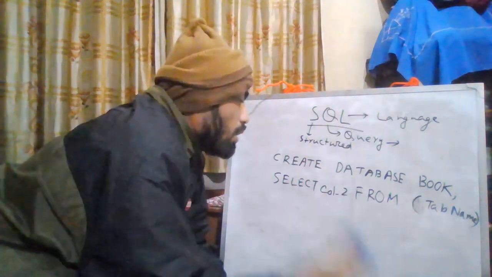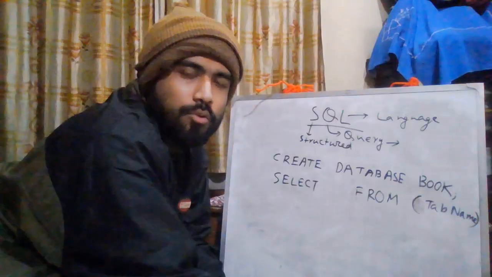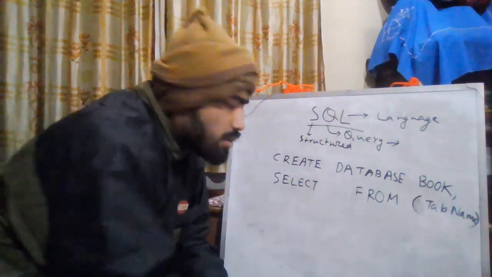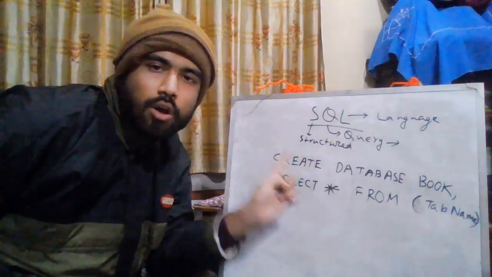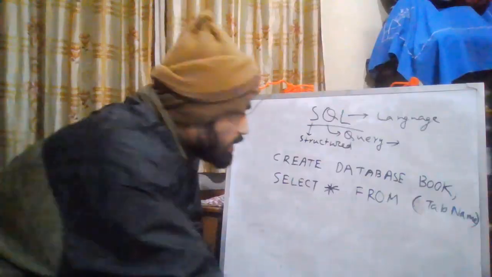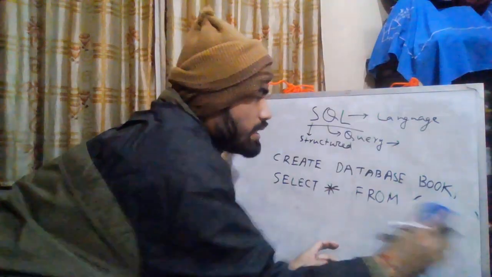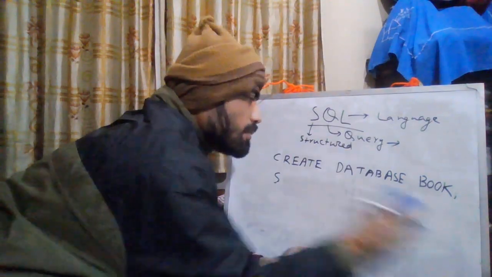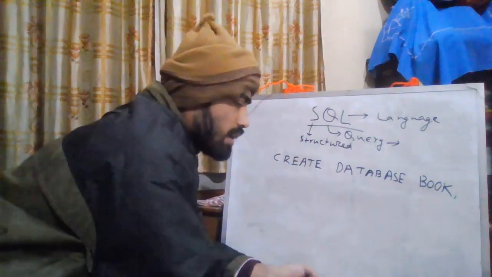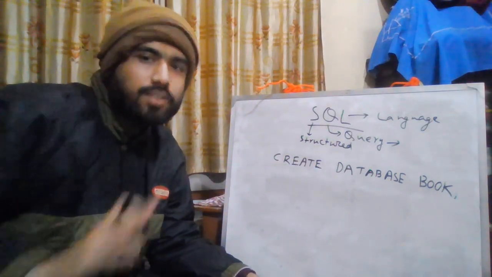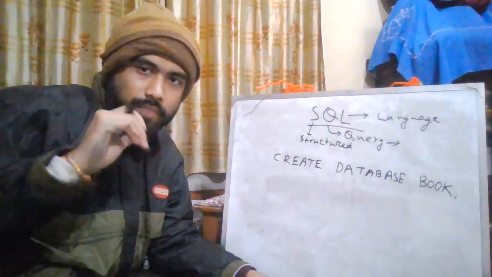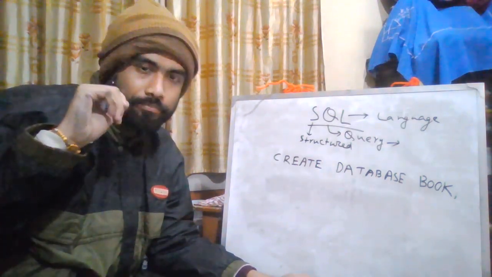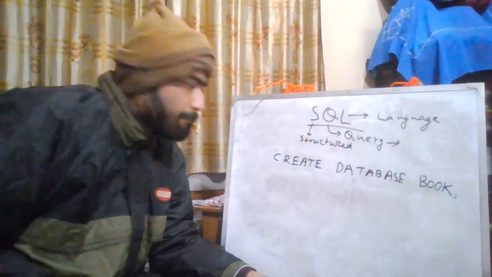Now if there are n number of columns and I want to display all the columns, then I will write star. Star stands for all. Select star from table name stands for select all from table name. And the table name is not defined here, but I'll create the table again, because I have only vaguely written the structure of that table. I haven't defined that table in detail, isn't it?